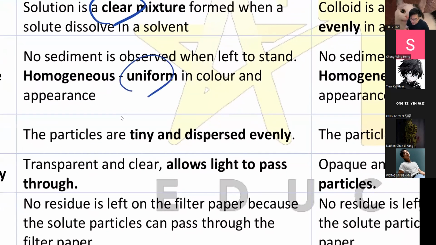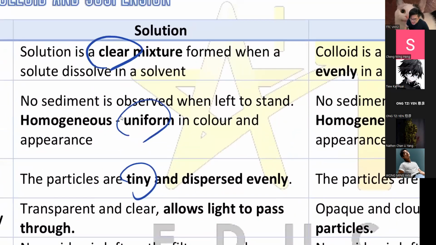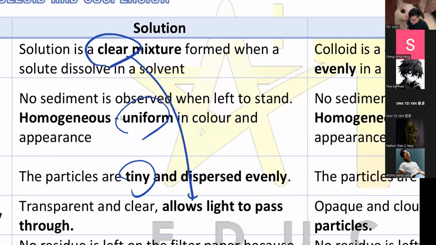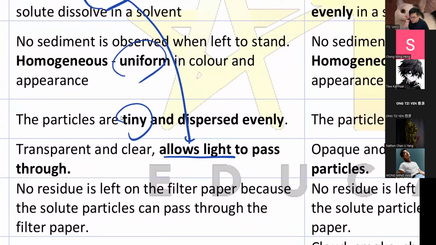It is uniform, means no need to stir. It will be same everywhere. The particles are tiny. You can't see salt in salt water, you can't see the salt floating there. It will be all gone. Since it is clear, it will allow light to pass through. If you shine a torchlight through salt water, the light will just go through fine. Guys, can you filter sand? Sorry, can you filter salt?